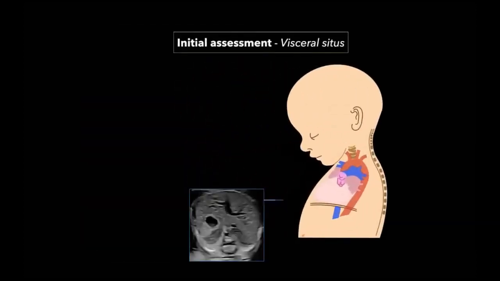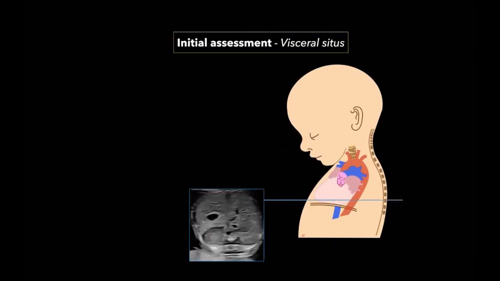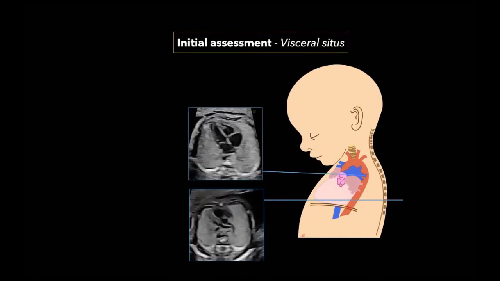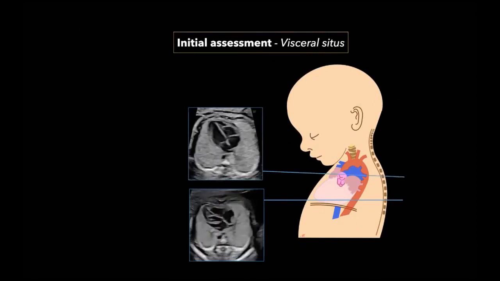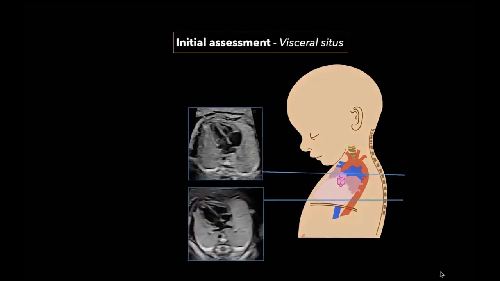The initial assessment should always start with fetal situs and also determine fetal left and right orientation. And here we're including the 4-chamber, as you can see, starting from the abdomen all the way to the 4-chamber and up to the 3-vessel trachea view.